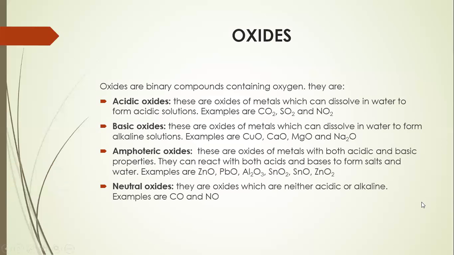Now, before we do that, we look at the oxides of these acids and bases. Oxides are binary compounds. Binary means two, so two elements together that form a compound that contains oxygen.